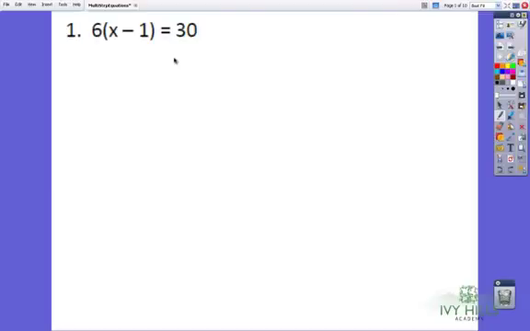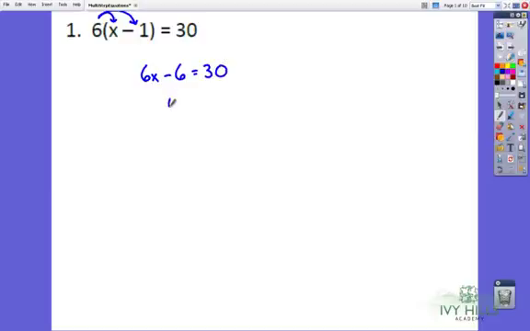Okay, so we are going to be solving multi-step equations for a single variable. For number one, our first step is to distribute the 6 to the expression on the inside of the parentheses. So we will distribute that 6 to the x and the negative 1. That will leave us with 6x minus 6 equals 30.